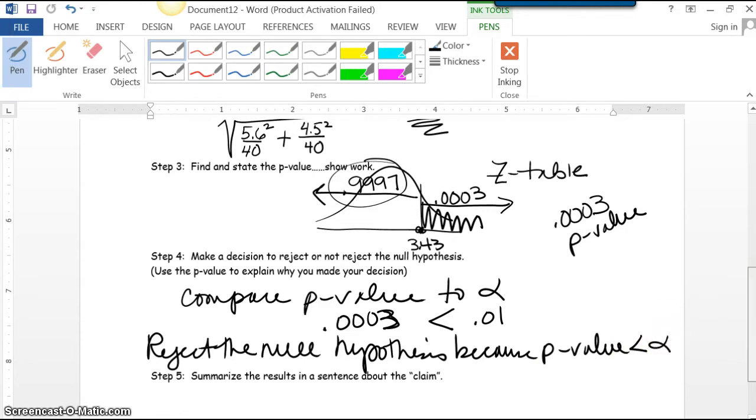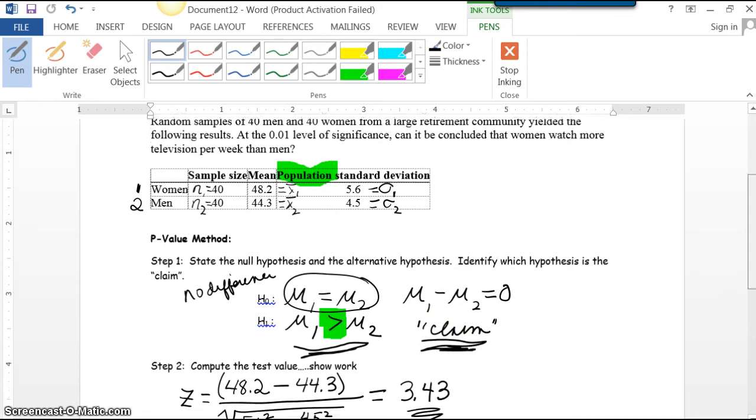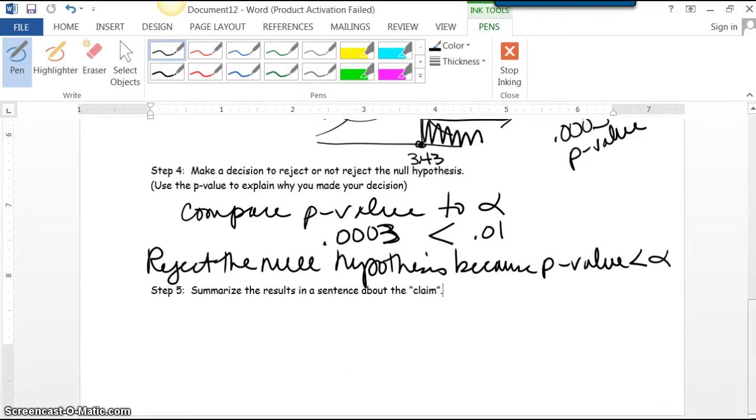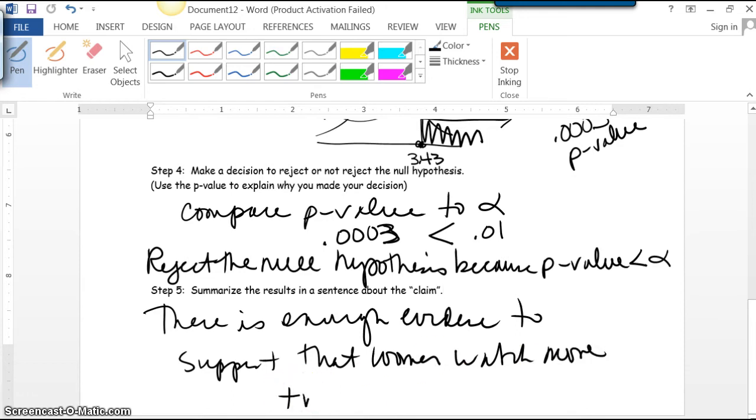When we reject the null hypothesis, we're rejecting this one, which means the alternative is true and the claim was attached to the alternative. The claim was that women watch more than men. So we actually have enough evidence to support that women watch more TV than men.